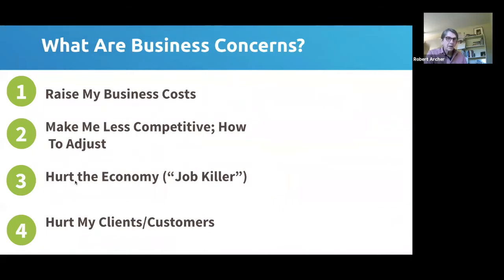Unlike the previous slide, these business concerns are not necessarily drawn from research, but you'll see through the presentation how the CCL fee, dividend, and border carbon adjustment address business concerns.